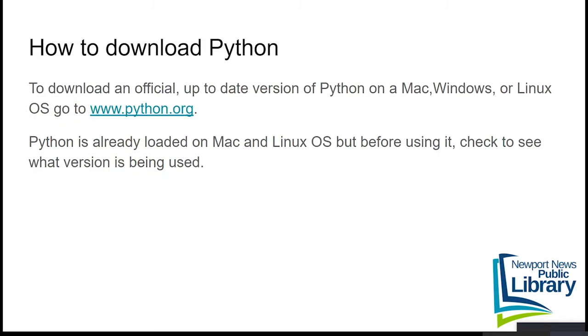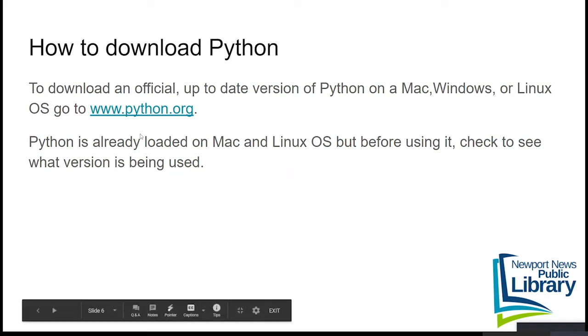How do I download Python? To download an official, up-to-date version of Python on a Mac, Windows, or Linux operating system, go to www.python.org. Python is already loaded on Mac and Linux operating systems, but before using it, check to see what version is being used. Now, let's go to python.org and see what is the latest version of Python out there.